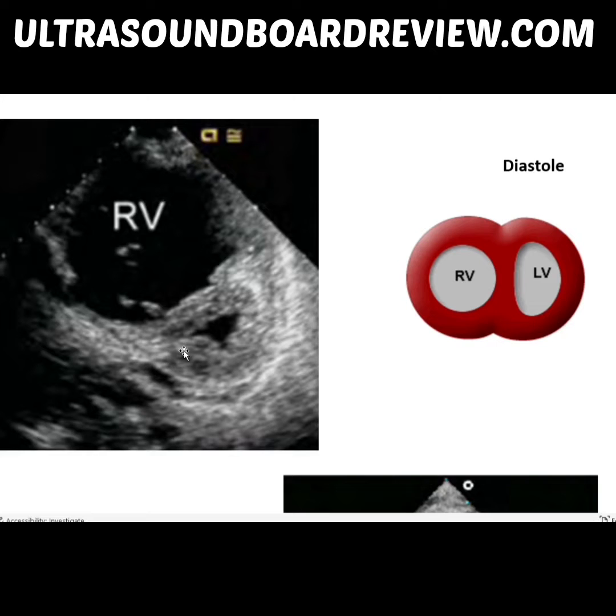On your boards, you're going to want to look for flattened septum and D-shaped left ventricle. You could be asked what the right ventricle will look like in the short axis view, and you'll look for a circular shape. Just like that.